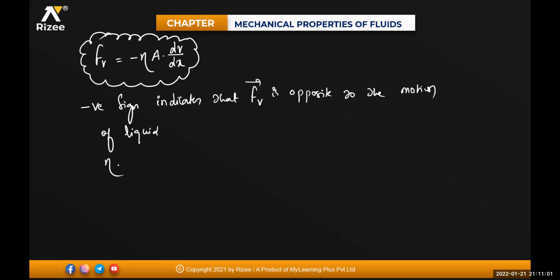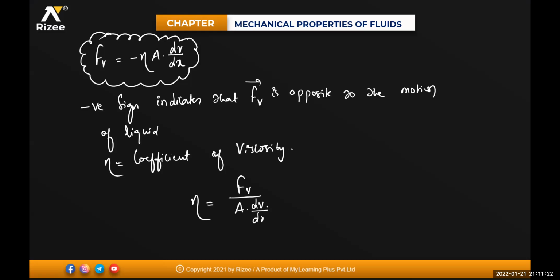And what is neta, beta? This constant is known as the coefficient of viscosity. How do you calculate the coefficient of viscosity? Bring the neta out. Neta is equal to F viscous divided by A into dV divided by dx. The minus sign indicates only direction. Is that clear?